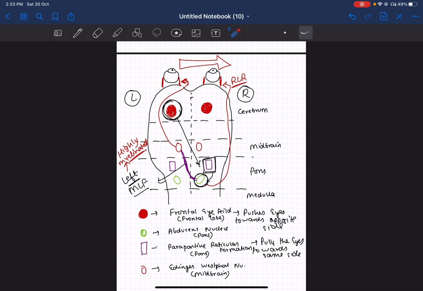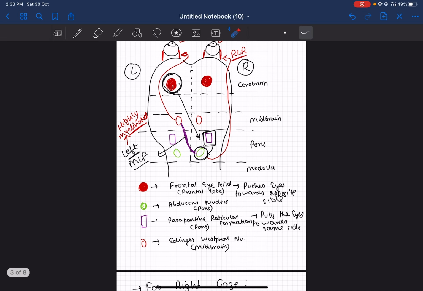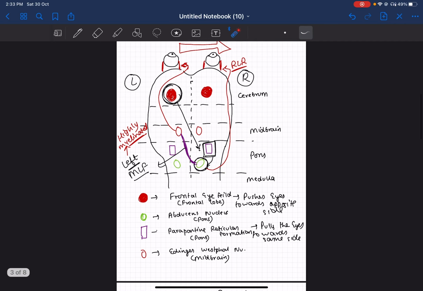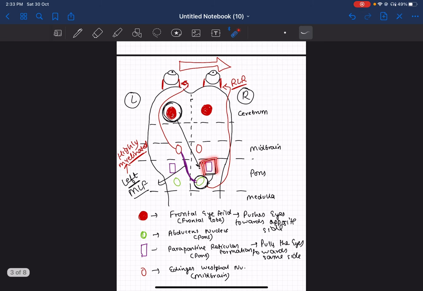What happens if the lesion is in the parapontine reticular formation? Parapontine reticular formation, as we have seen here, pulls the eyes towards the same side. So if PPRF is damaged, then the other PPRF will dominate and it will pull the eye towards itself. So if right PPRF is damaged, then the eyes will be deviated towards the left side because the left PPRF will pull them towards itself. Okay, and same goes for the left PPRF.